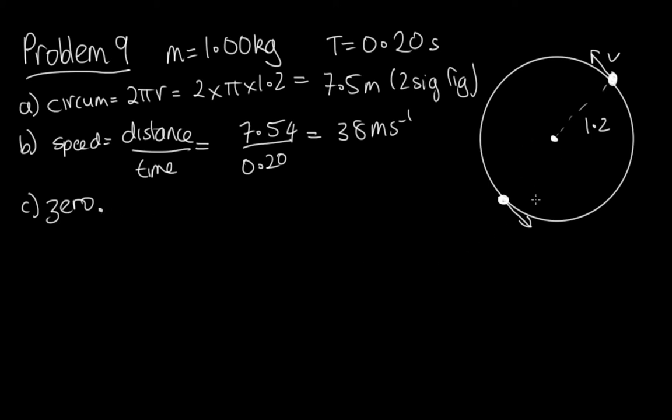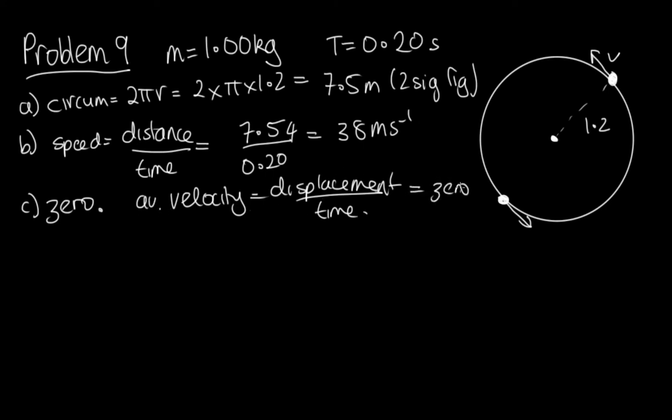Now the other way to think about this is that if it starts here, goes one complete circle and gets back here, well, what's its displacement? It's back to where it started from, so its displacement equals 0, and the average velocity is equal to the displacement over the time, and the displacement is 0, so this is 0. So that's two ways to solve this one.